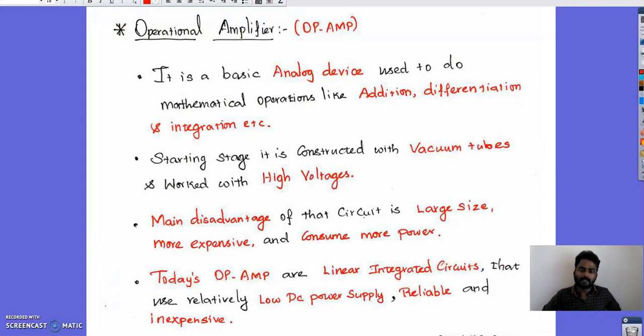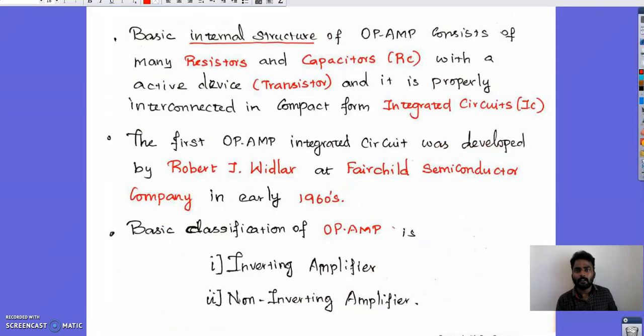But today's operational amplifier is made of linear integrated circuits. We have seen it in labs. It uses a relatively low DC power supply. We only use battery supplies for that, and it is also reliable and inexpensive. The basic internal structure of the amplifier is an integrated circuit, integrated with resistors, capacitors and transistors provided inside, and these are properly interconnected in a compact form called an integrated circuit.